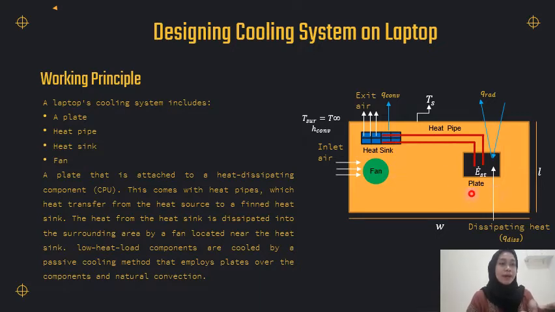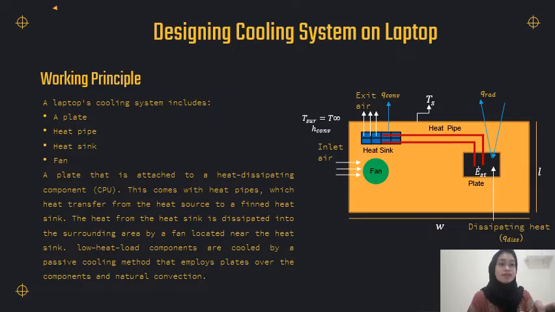The conducting plate is a flat plate with a high thermal conductivity that is usually made from copper or aluminum that is attached to the heat dissipating component in a central processing unit or CPU. This comes into touch with heat pipes, which transfer heat from the heat source to the fin heat sink. Therefore, in this component, the conduction will occur.